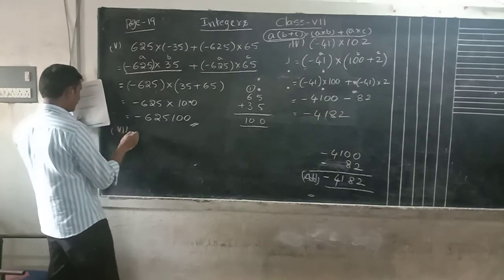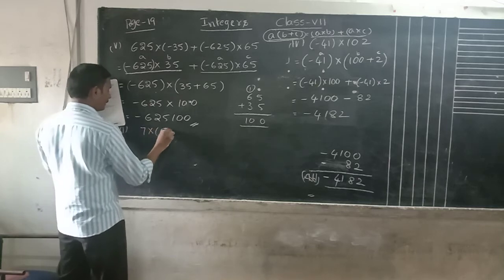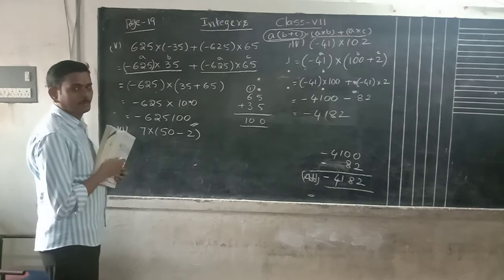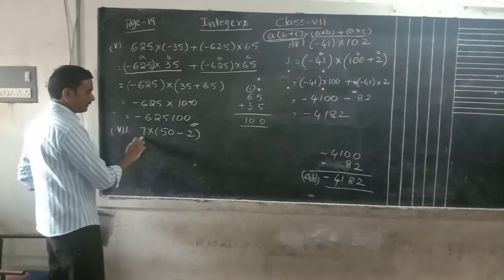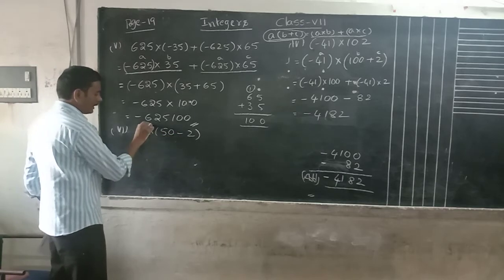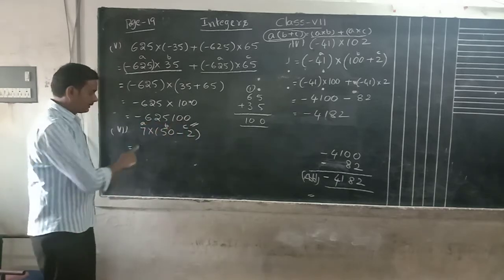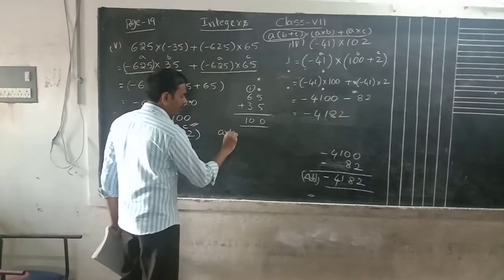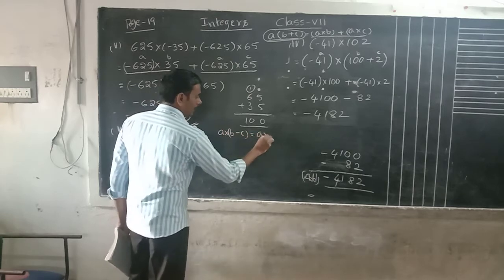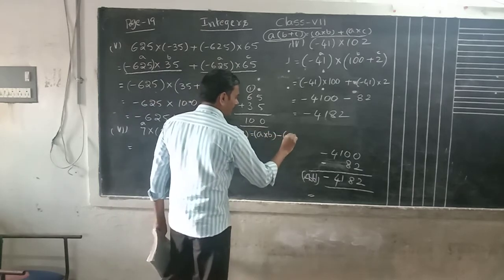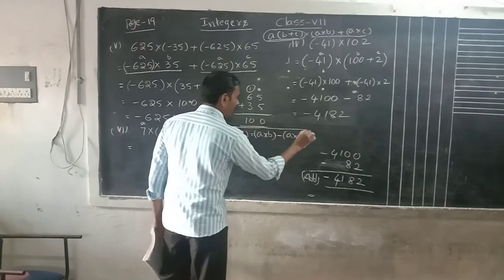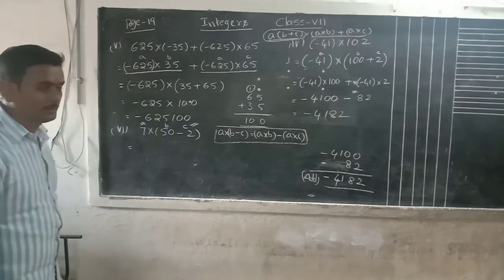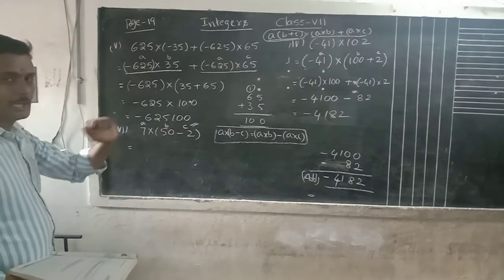Sixth question. This is a very important one. That's why I am saying we have to practice all the sums again as homework. It is already in the form of A into B minus C. That means we can write the distributive property: A into B minus C equals A into B minus A into C. I told this already when saying distributive property.